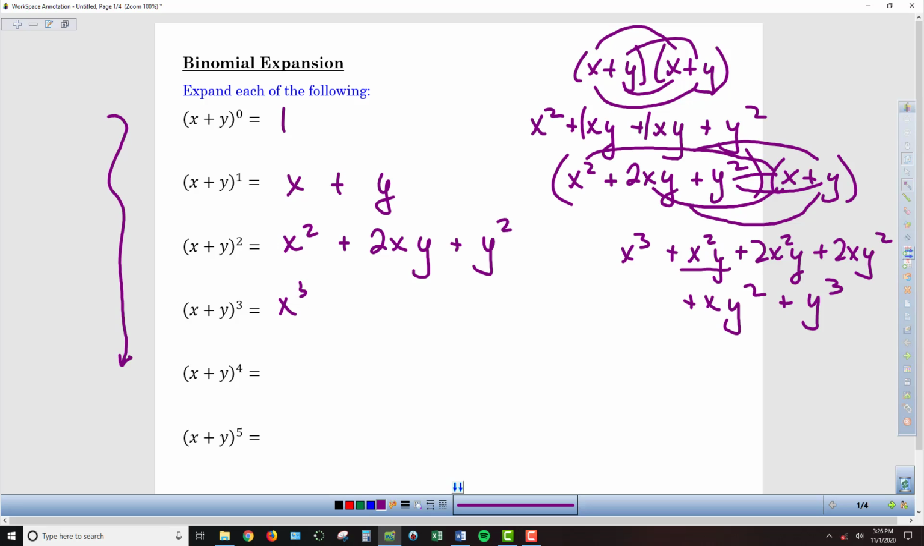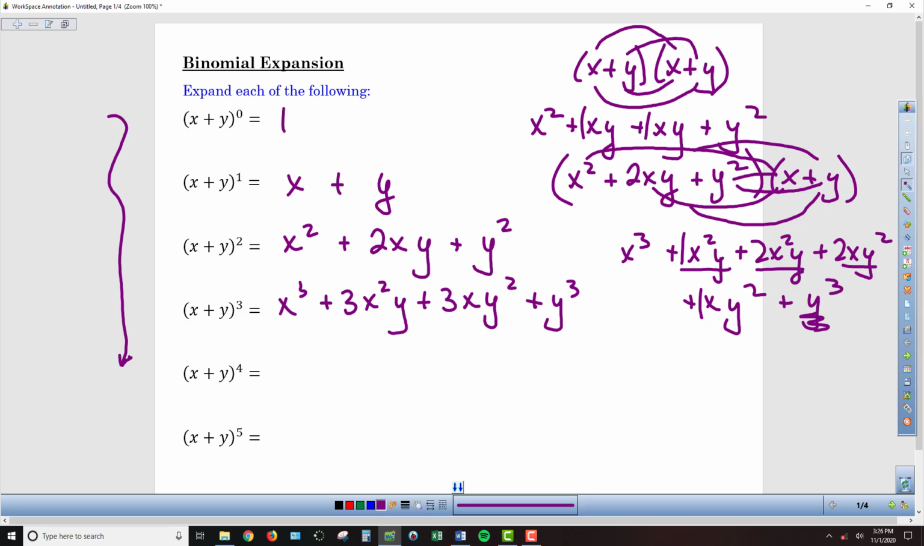And so our answer, after we gather our like terms, is going to be the x cubed term first. Then I have an x squared y and a 2x squared y. So together, 1 plus 2 makes 3x squared y. Then I have plus 2xy squared plus 1xy squared. So I get plus 3xy squared. And then finally, I have my last y to the third.